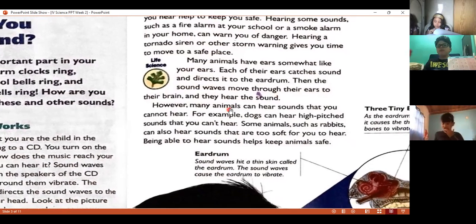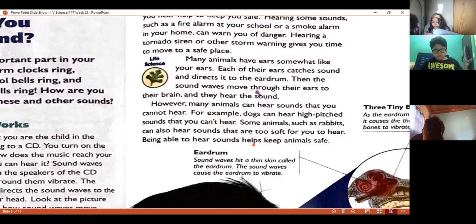However, many animals can hear sounds that you cannot hear. For example, dogs can hear high-pitched sounds that you cannot hear. Some animals, such as rabbits, can also hear sounds that are too soft for you to hear. Being able to hear sounds helps keep animals safe.